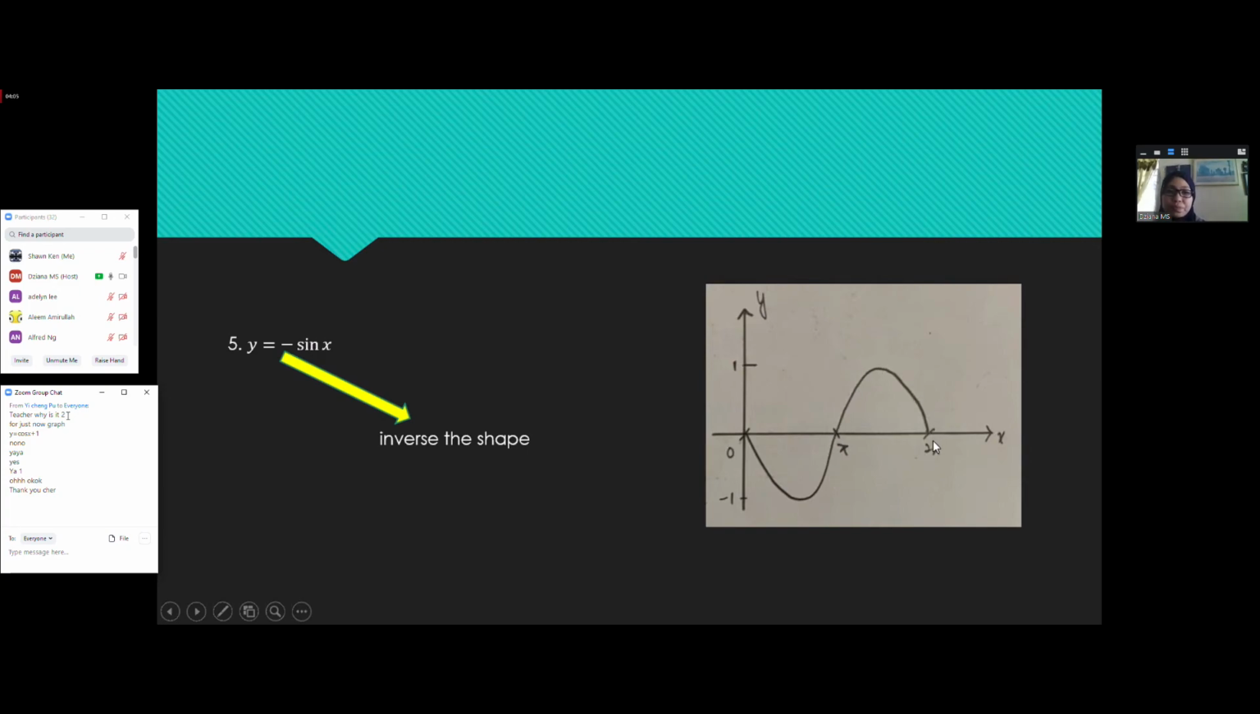Okay. Any question on this? So please remember, there are 5 changes. If you have a negative here, inverse the shape of the original graph.